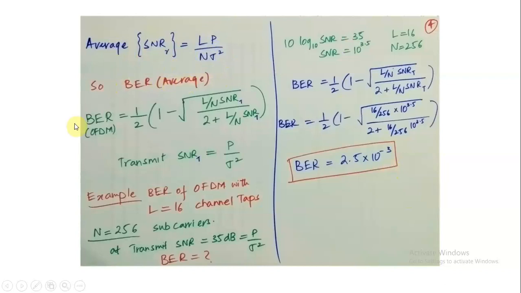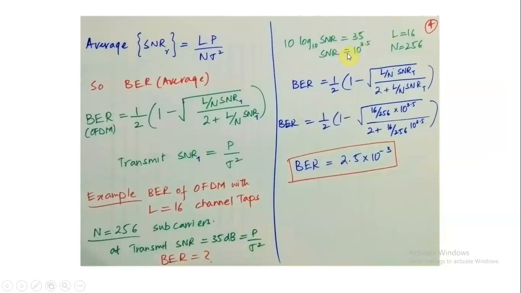So the average BER would be given by BER OFDM is equal to 1 over 2 into 1 minus the square root of L over N into transmit SNR divided by 2 plus L over N into transmit SNR, where transmit SNR is given by this equation. So let's take an example of BER OFDM with L equal to 16 channel taps, and assume that we have 256 subcarriers at transmit antenna SNR equal to 35 dB. So transmit SNR is P over sigma square. We need to find out the BER.